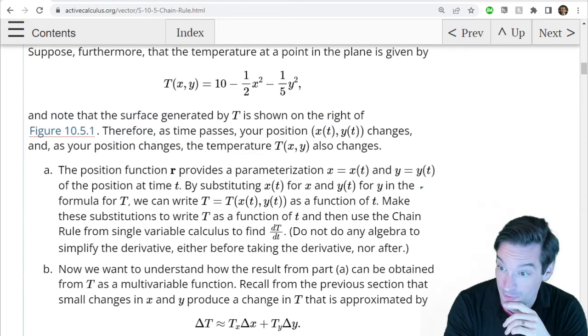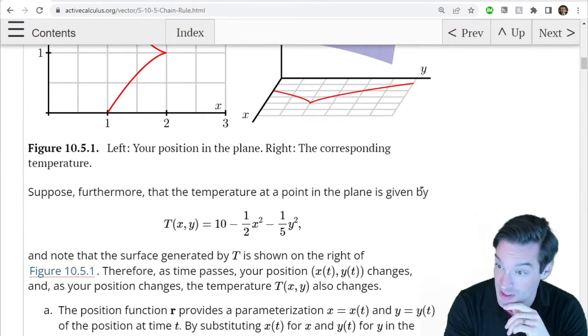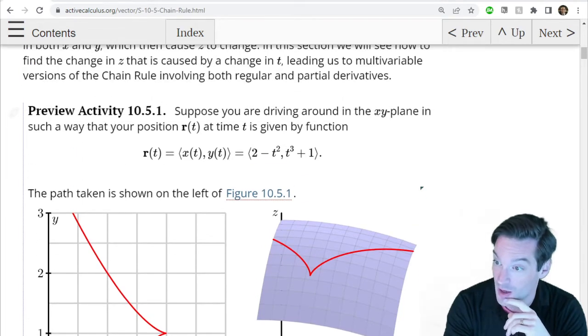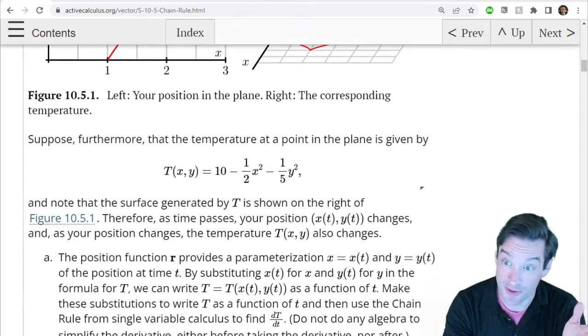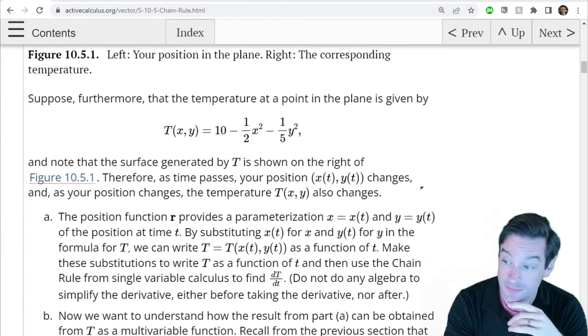So find a formula for the composition of T of x of t, y of t, with the function T being given here and the parameterization r of t being given up here. Find an explicit formula for it and then use that explicit formula to find the derivative. And then we'll move forward from there.